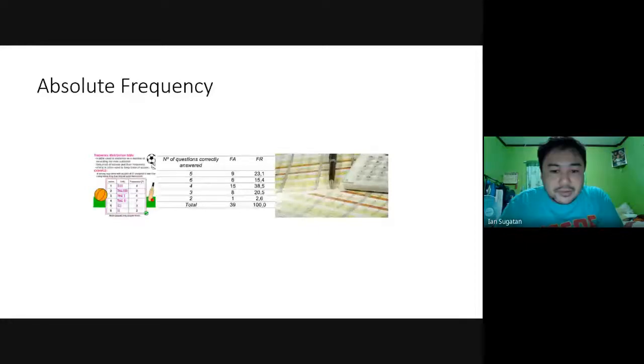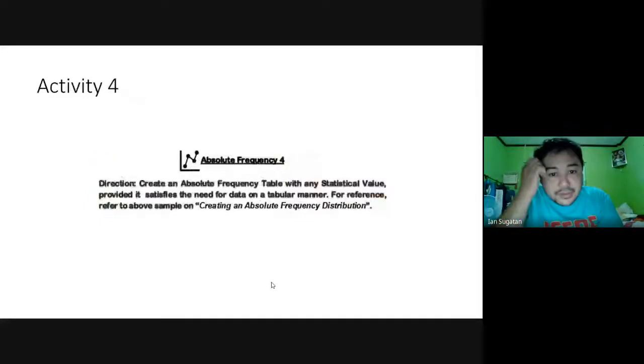So that is relative frequency, absolute frequency, guys. Now let's go to your activity number 4, which is absolute frequency. The direction there is to create an absolute frequency table with any statistical value, provided it satisfies the need for data in a tabular manner. For reference, you refer to the above sample on creating an absolute frequency distribution. We will construct an absolute frequency table later on in Microsoft Excel. So get ready for our mini workshop later on.